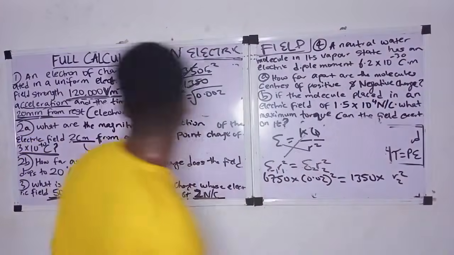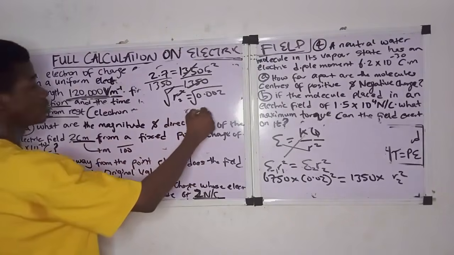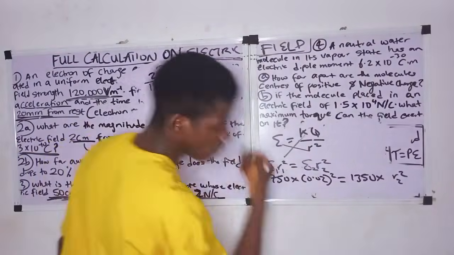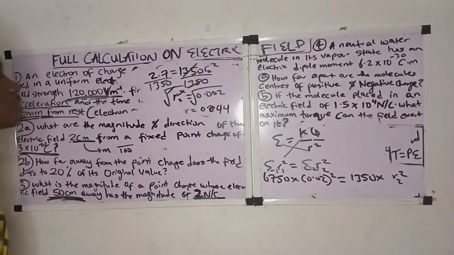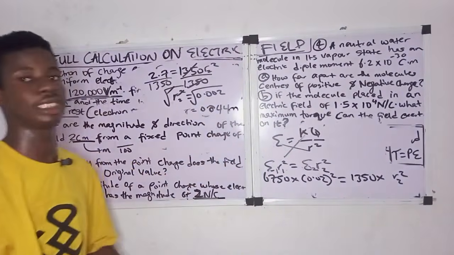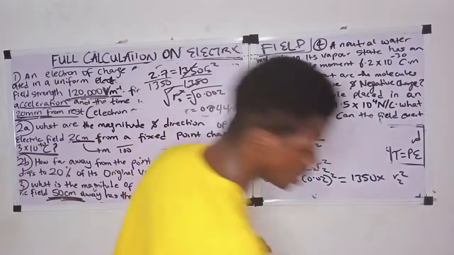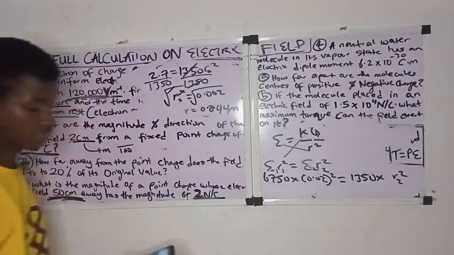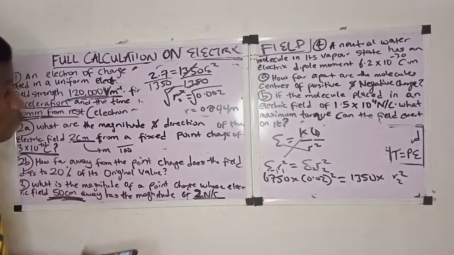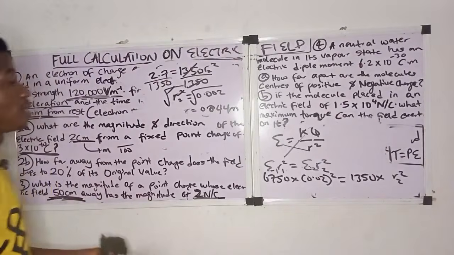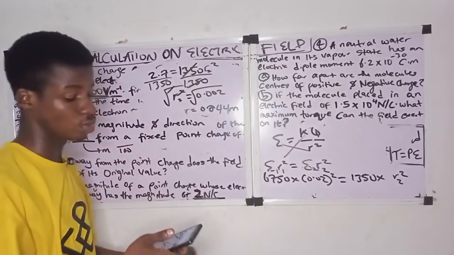It gives us r equals 0.044. Our answer is in meters, 0.044. But if we want to make it in centimeters, we multiply by 100. Here it is 0.044 meter.